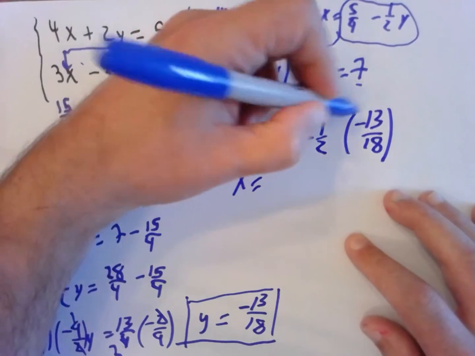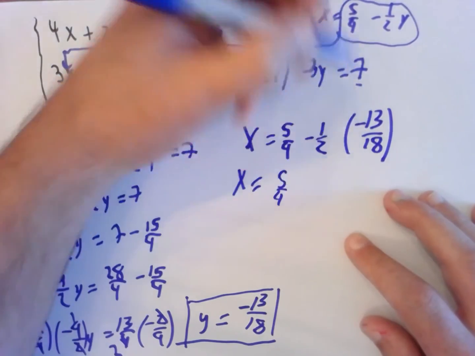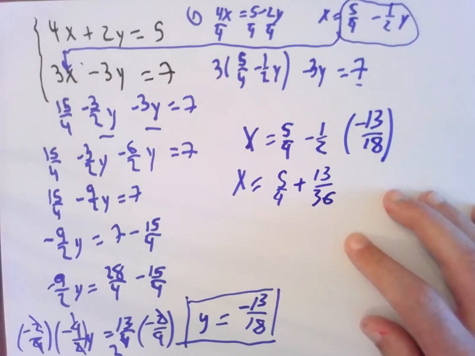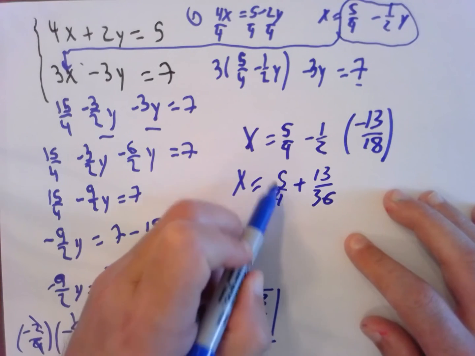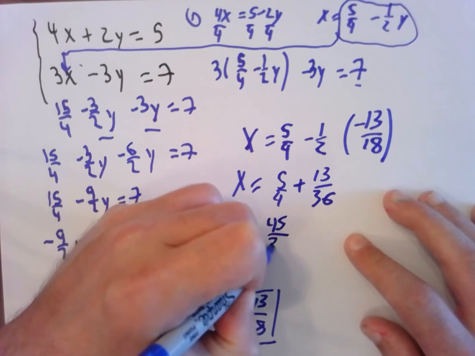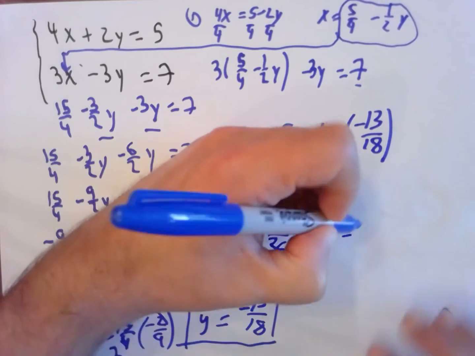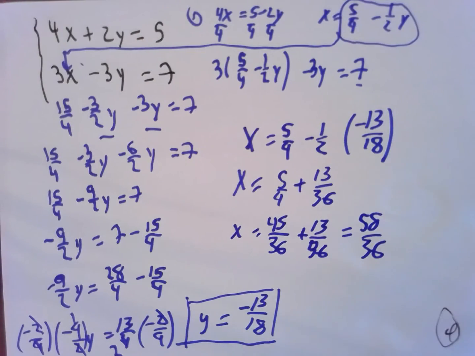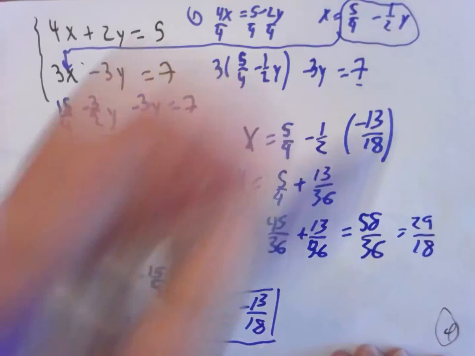Order of operations here, we have to do the 1/2 first. We get 5/4. Negative times a negative is a positive, so plus 13 over 36. We need a common denominator, which is 36. So we need to multiply top and bottom by 9 here. X then will be 45 over 36 plus 13 over 36, which is 58 over 36. That fraction reduces to 29 over 18.